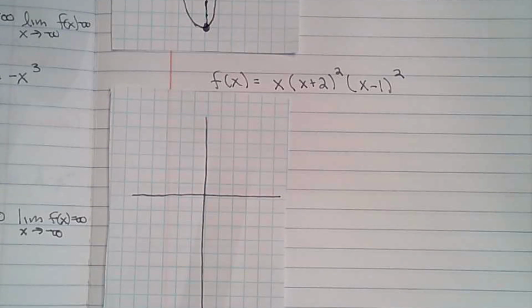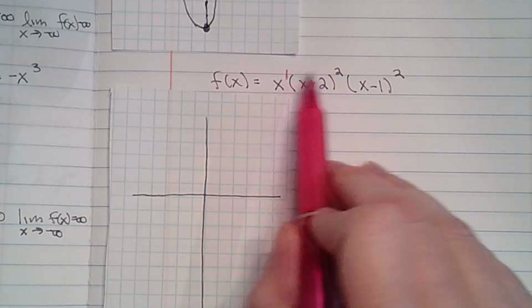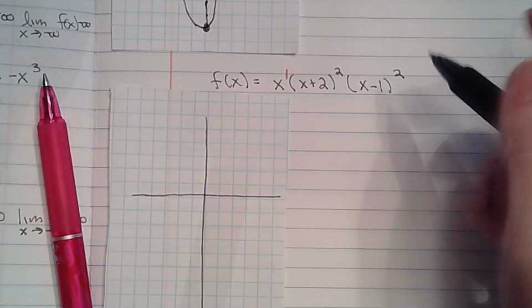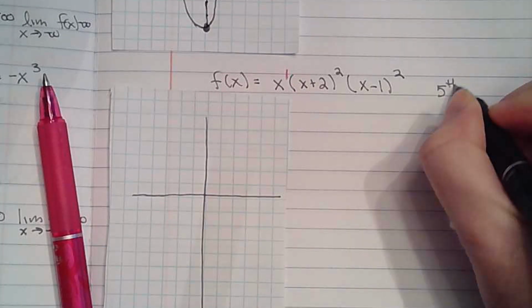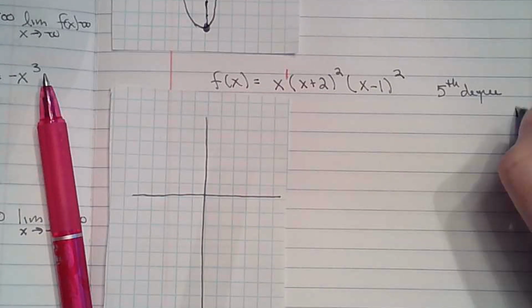All right, we are going to work on graphing another function today, looking at the degree and the roots and determining whether it passes through or not. So up here for the function, I'm going to look at my powers. I have a first, a second, and a second. So my degree means that it will be a fifth degree, which means I'm going to have something that looks like this.